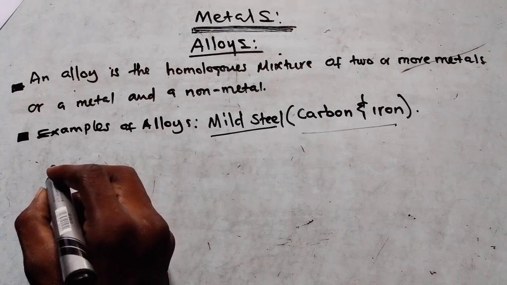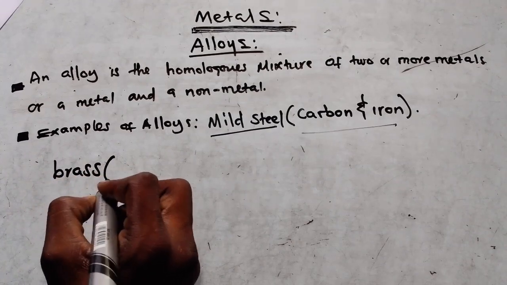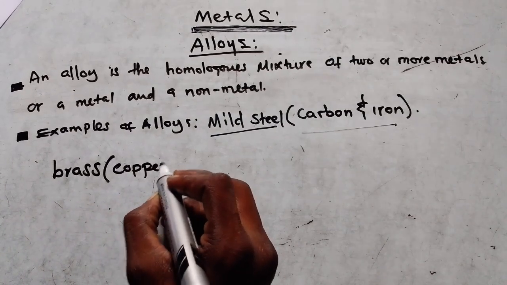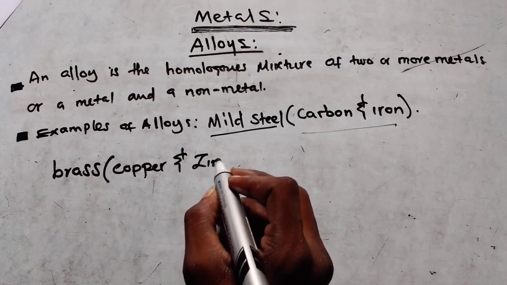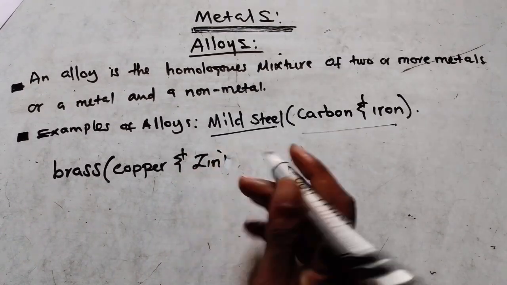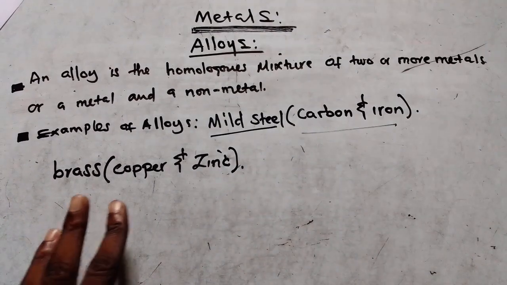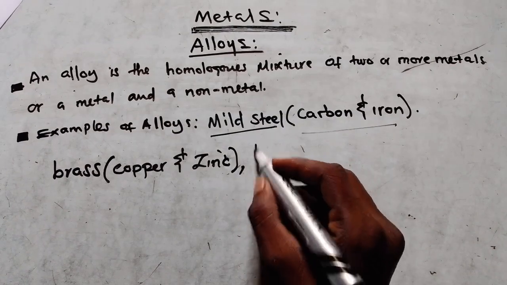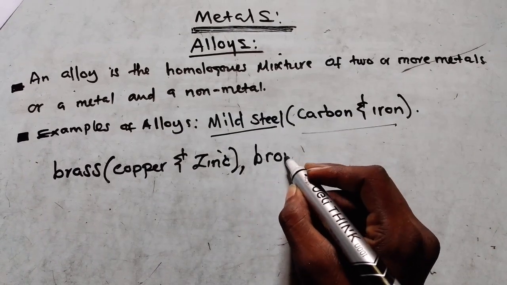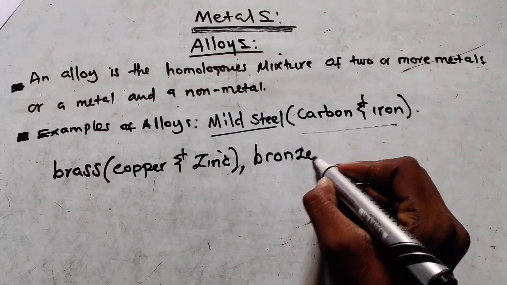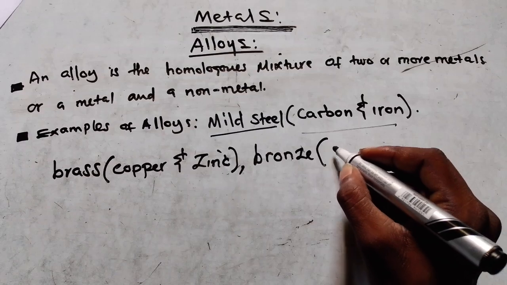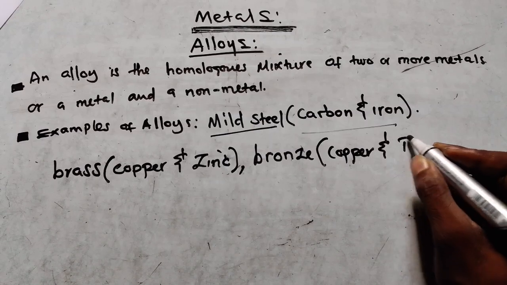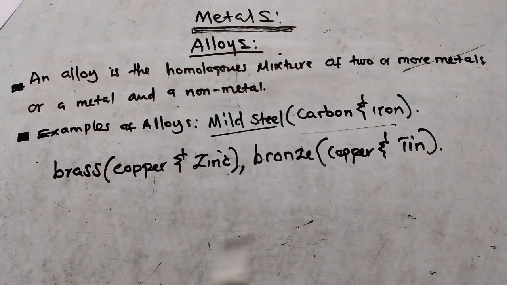The other example of an alloy is brass. So this brass is a combination of copper and zinc. Then the other one is bronze. Bronze is made out of copper. When you combine copper and tin, you form bronze.